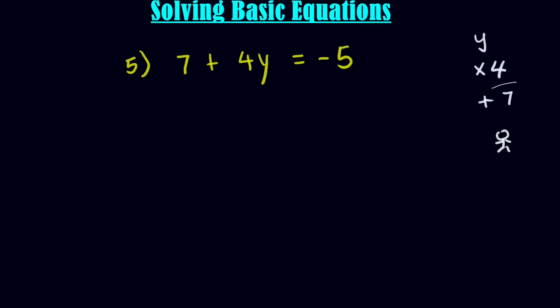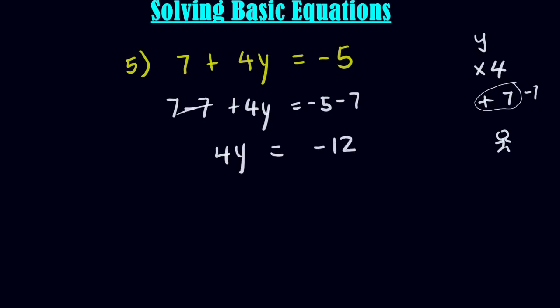So we have a plus 7. The opposite would be to minus 7. Therefore, we're going to go ahead and minus 7 on both sides. So we're left with 4y equal to negative 12.